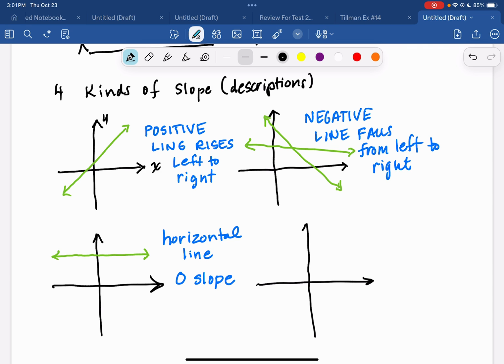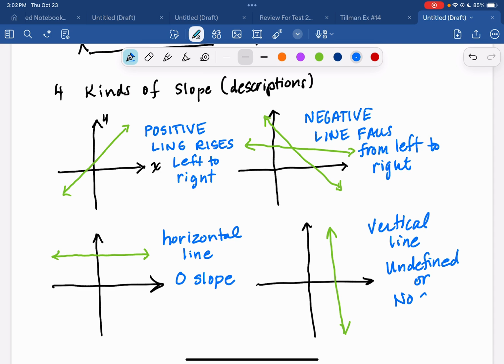And then there's one other, and this is kind of the weird one. Imagine you were trying to walk up this hill that went straight up and down. That's a vertical line, and we describe a vertical line as undefined, or no slope. Now, no slope is not to be confused with 0 slope. What we're saying is there's that line, it's straight up and down, and it has no slant to the left or to the right, so it's considered no slope.